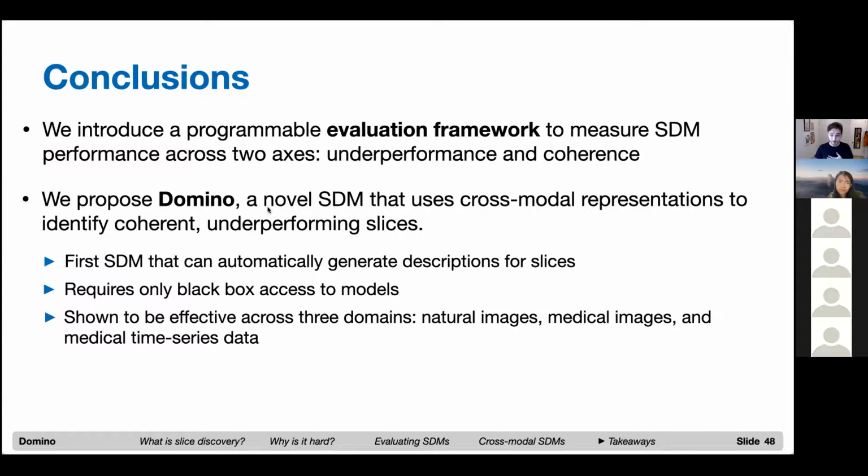Cool. So I'm going to conclude here, and I think we have quite a bit of time for discussion, which is great. I wanted to lay out the groundwork of what we were working on. Just a recap: we introduced this programmable evaluation framework, a repeatable set of steps used to create slice discovery settings, which allow us to evaluate slice discovery methods for underperformance and coherence. And second, we proposed Domino, a slice discovery method based on cross-modal representations.